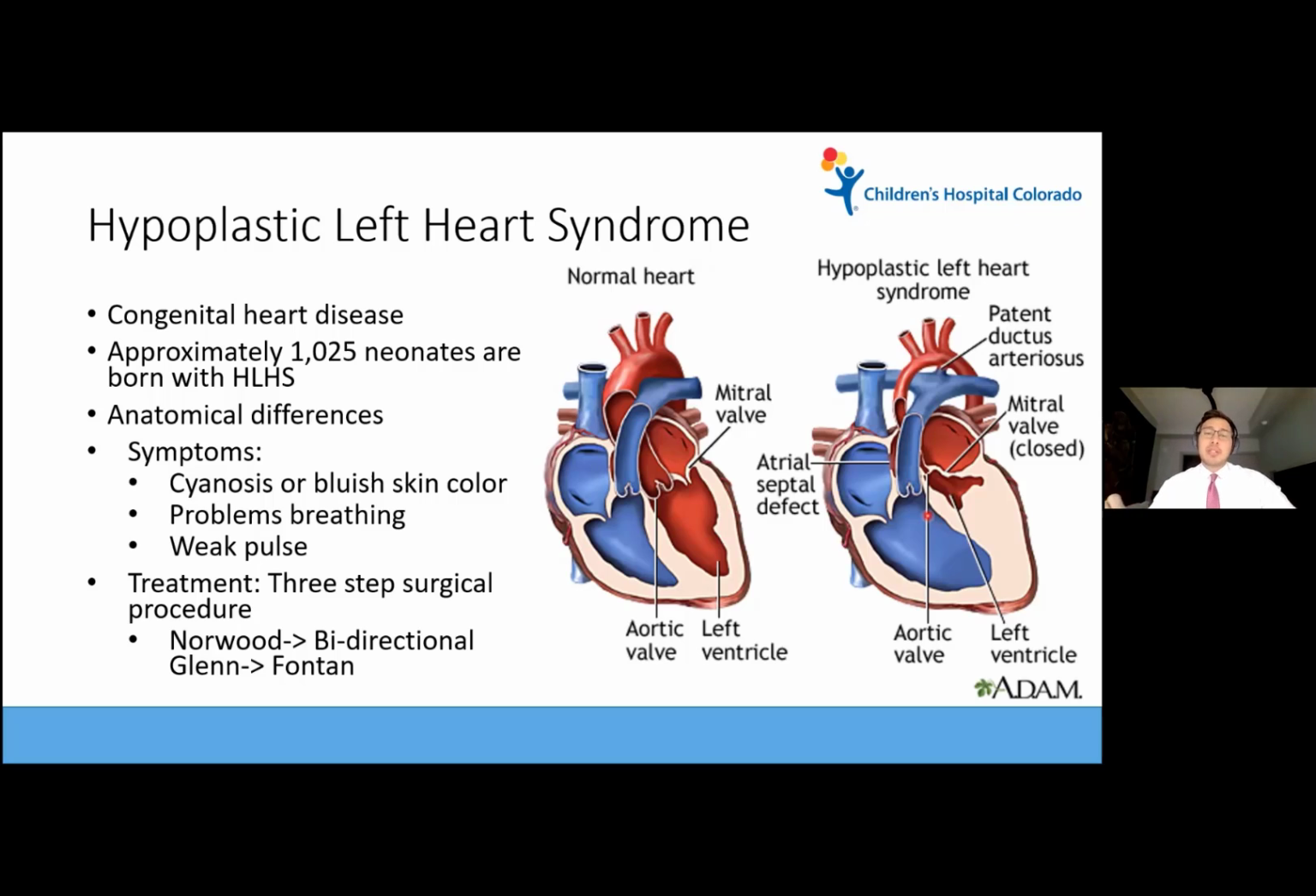The way that we're able to treat hypoplastic left heart syndrome is through a 3-step surgical procedure, which would be a Norwood procedure, a bidirectional Glenn procedure, and a Fontan procedure. We will not be going over these surgeries in detail, but a general gist of it is that these procedures are used to help redirect the circulatory system of the heart.